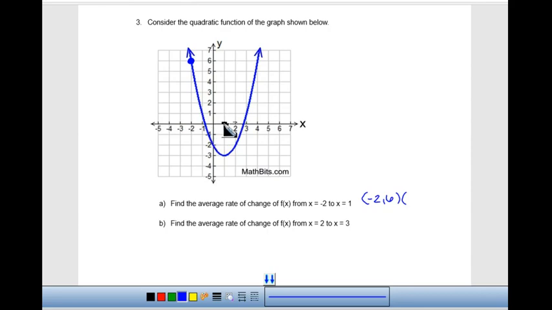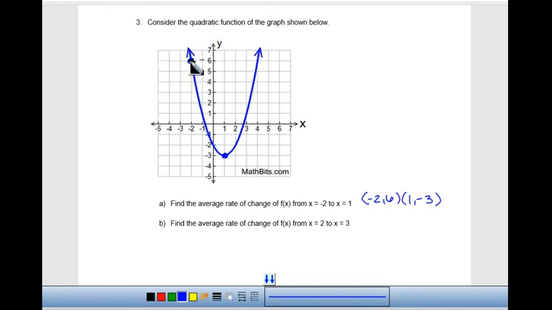When x is 1, I'll come down to the graph and I can see that y is -3. Now you actually have two options here. You can set up the equation that we've been using in the previous examples to calculate your slope, or you can actually count your spaces on the graph.